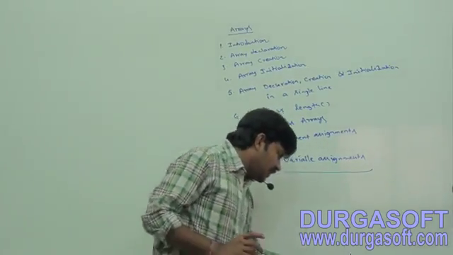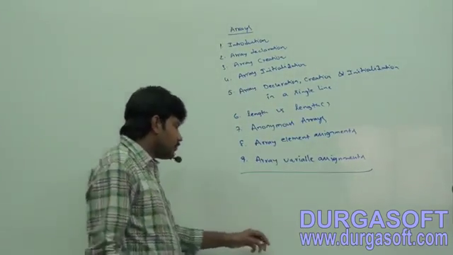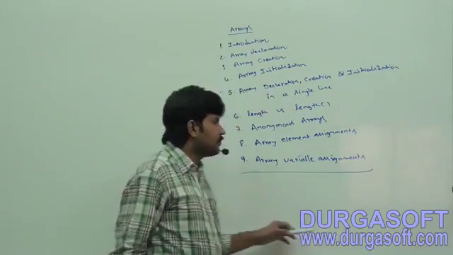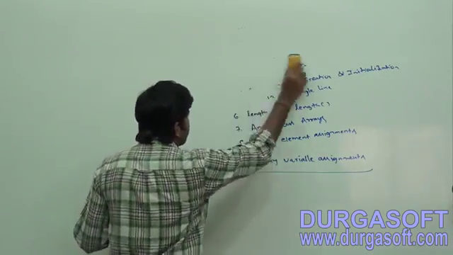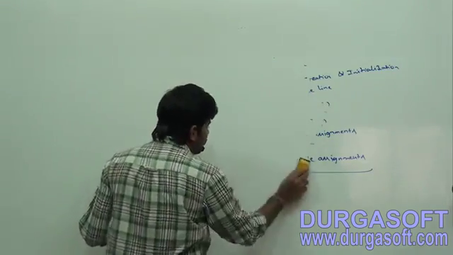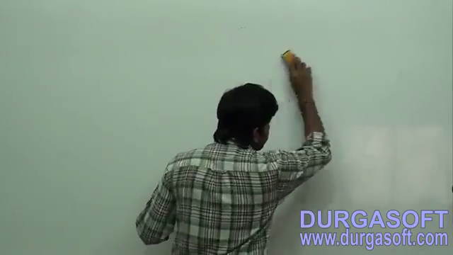So now keep the subheading: introduction. Okay, so now the first point. What is the need or the purpose of arrays? What is the advantage? What is the disadvantage, or what is the limitation?